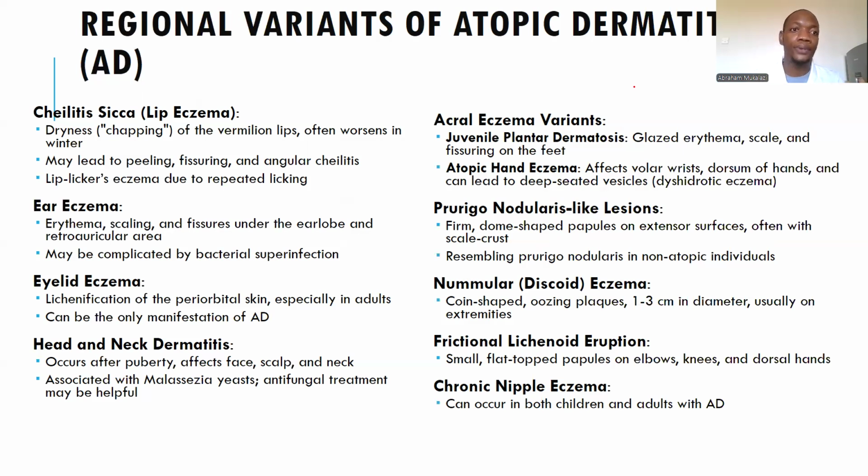So the first one is what we call cheilitis or lip eczema. In this case, some people call it lip lickers eczema. So someone will get dryness around the lips with chapping, especially of the median lips, and oftentimes it is worse in winter. Usually winter is very dry, and they may also get peeling, fissuring, even angular cheilitis. And most of the times, we can call it lip lickers eczema for people who actually lick the lips, and they end up with a well-demarcated plaque around the oral opening.